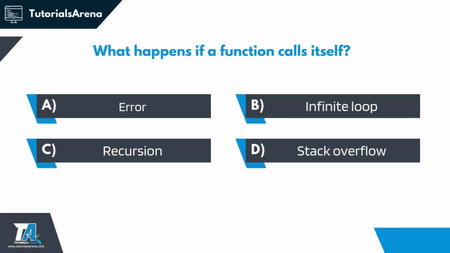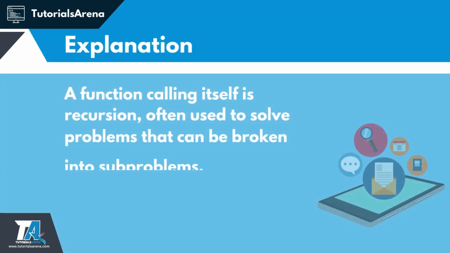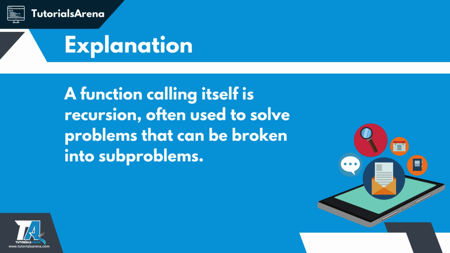What happens if a function calls itself? The correct option is option C, recursion. A function calling itself is recursion, often used to solve problems that can be broken into subproblems.